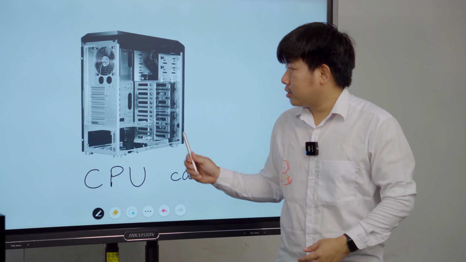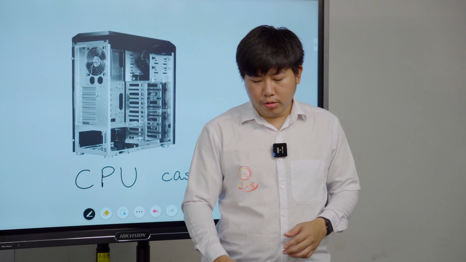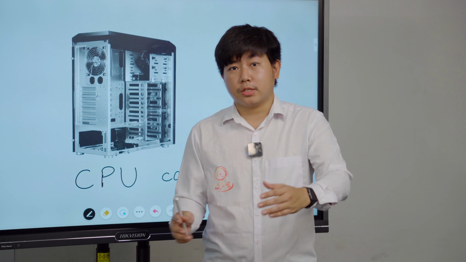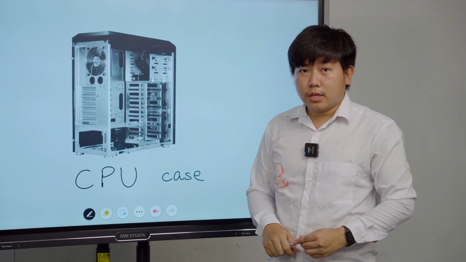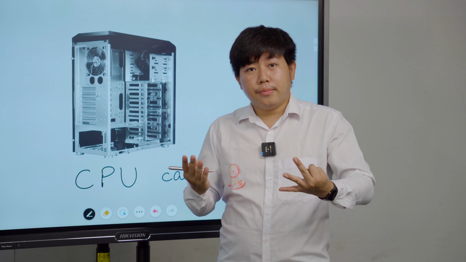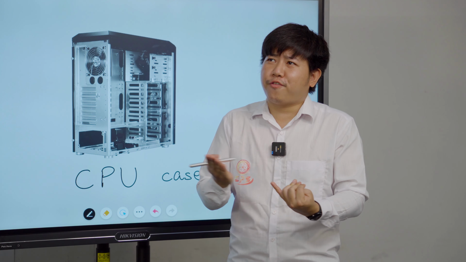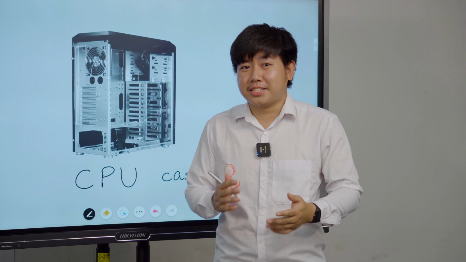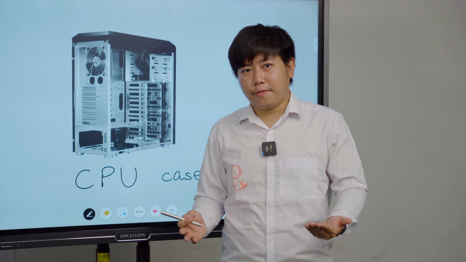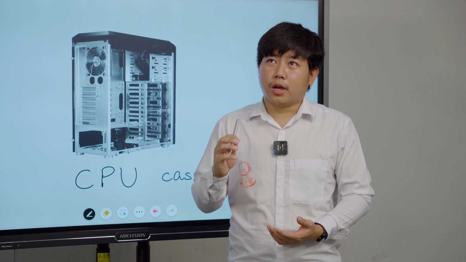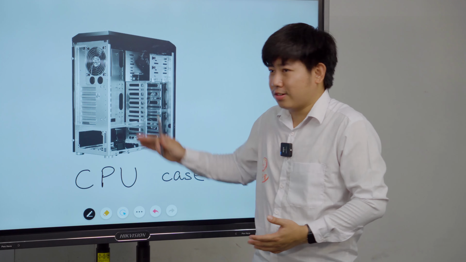This CPU case is a casing for a lot of components, excluding keyboard, mouse, and display because they are the external components. Inside the CPU case, there are motherboard, RAM, CPU, graphical unit, GPU, and some floppy disks from the olden days. You can still install it inside the CPU case, and hard disk drive, and disk drive, and also, most importantly, power supply. Without a power supply, nothing is going to run.